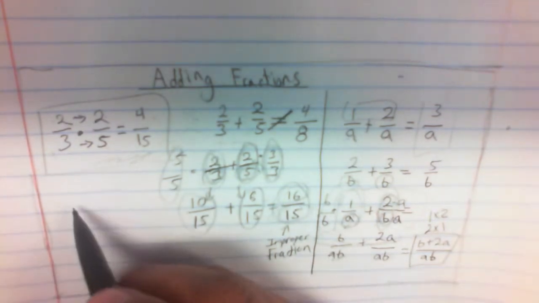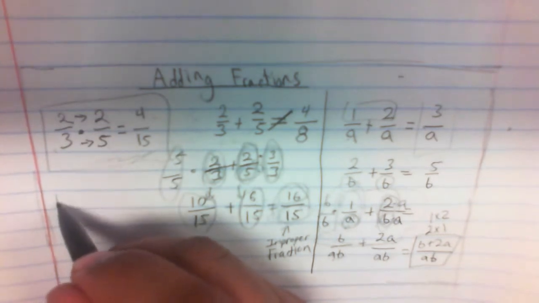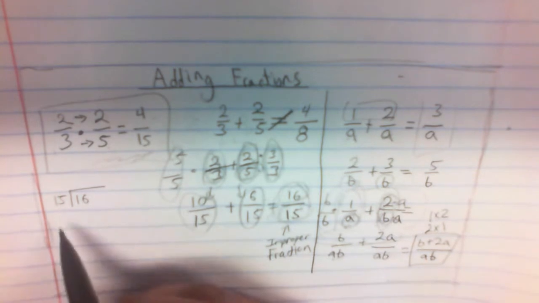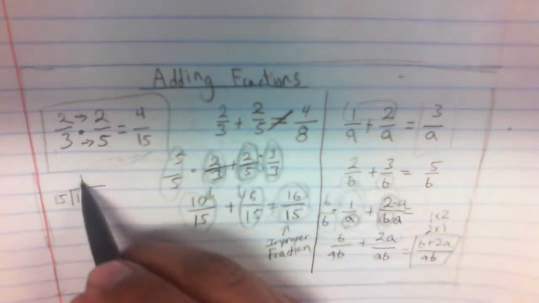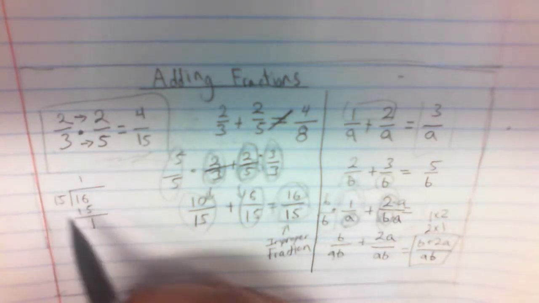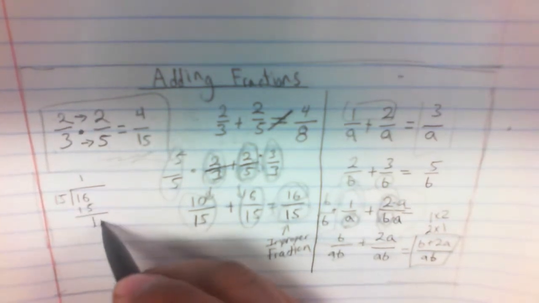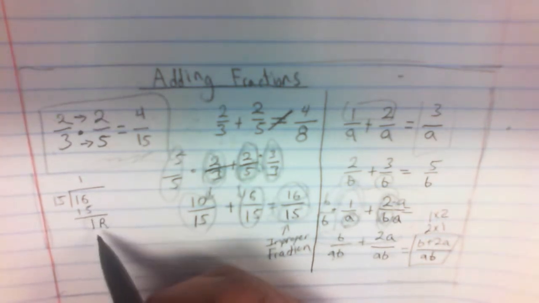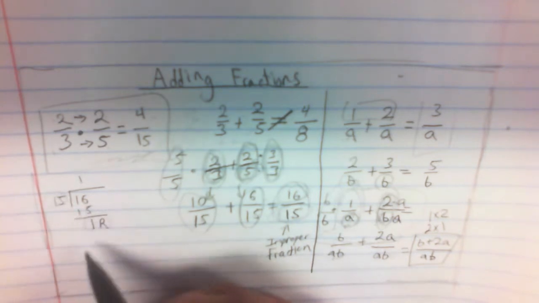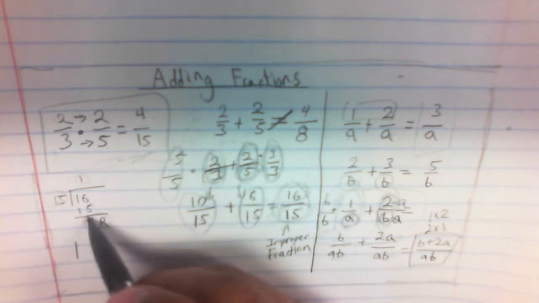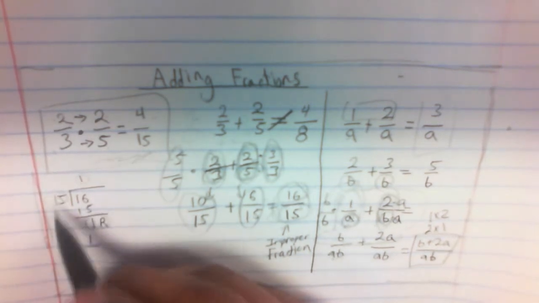So all we have to do is literally just divide. So 15, how many times does it go into 16? Well, 15 goes into 16 one time. So we're going to subtract 15. We're going to be left with 1. How many times does 15 go into 1? Well, none. So the remainder is 1. And it's 1 in terms of 15. So it's going to be 1, and now the remainder 1 in terms of 15.